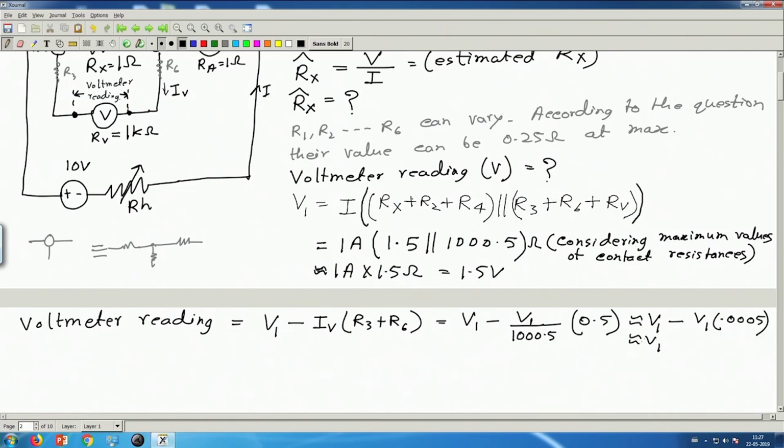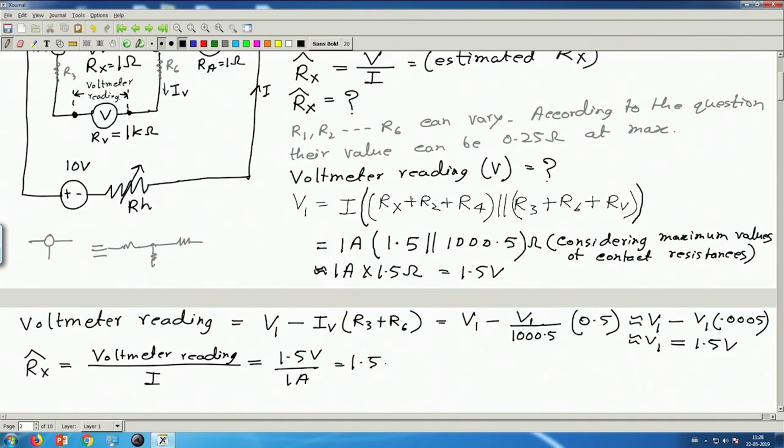So the voltmeter reading is quite close to V1, slightly less than V1, and V1 is 1.5 volt. So maybe the true value of the voltmeter reading will be 1.49, very close to 1.5 because of this slight drop, and it's negligible. So the estimated value of Rx will be the voltmeter reading divided by the ammeter reading. This will come out to be 1.5 volt by 1 ampere, which is 1.5 ohm. This is not the same as the true value of Rx. So there is a huge error.